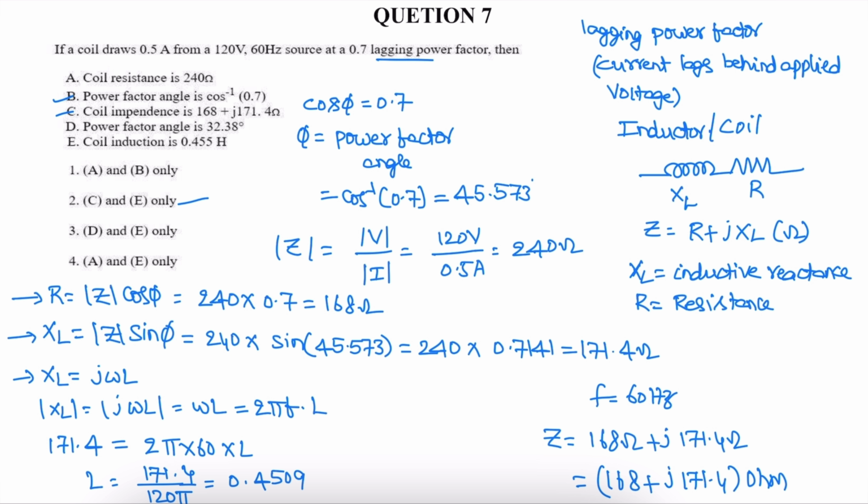It is wrong. Power factor angle is 45 degrees. Next, coil inductance is 0.45 Henry. Coil inductor is 0.45 Henry. Statement E is correct. Statements B, C, E are correct. As per options, A is wrong, B, C, E are correct. Three statements are correct: B, C, and E. The correct option is 2. Next question.